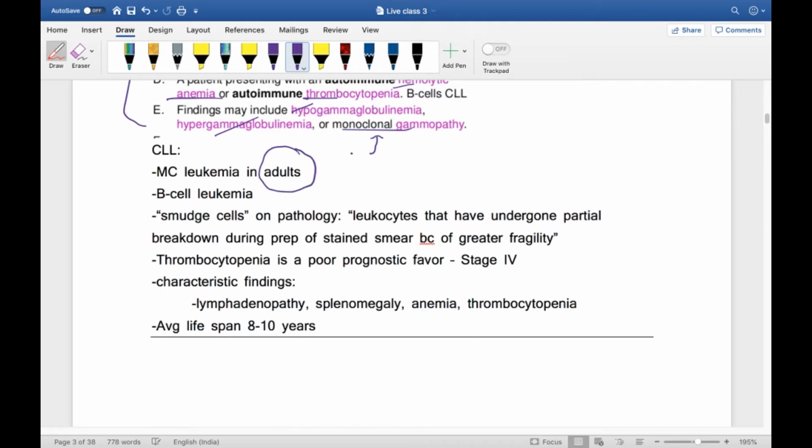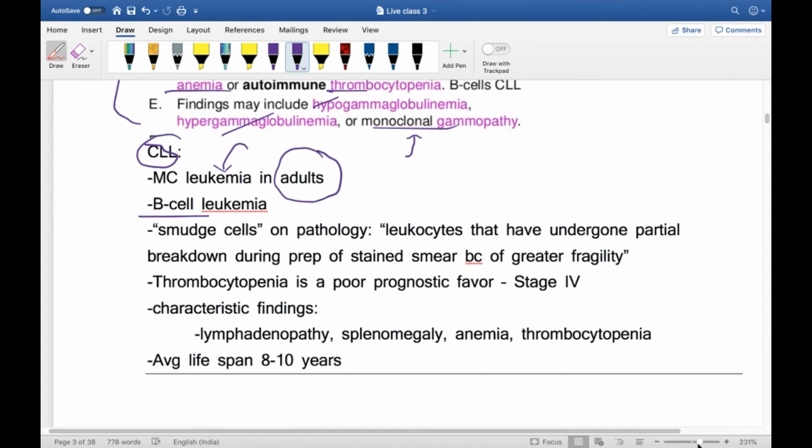70-year-old, 80-year-old. In the elderly, what is the most common leukemia, doc? CLL. CLL is a B cell leukemia. You find smudge cells on pathology.